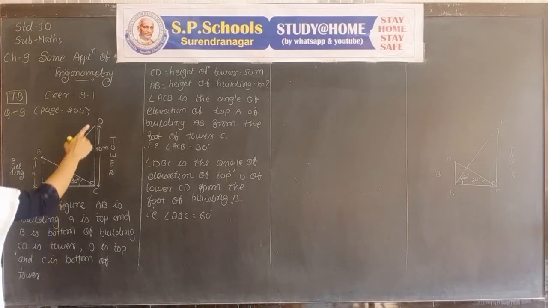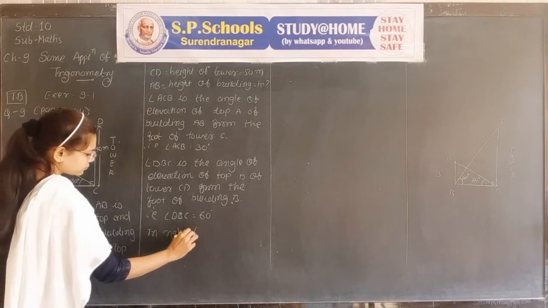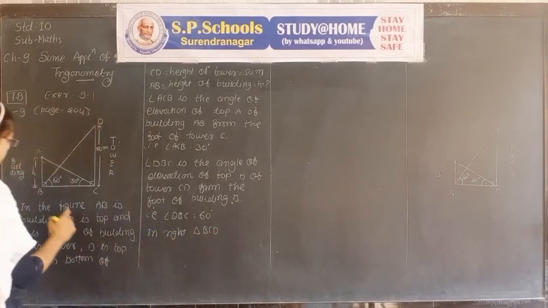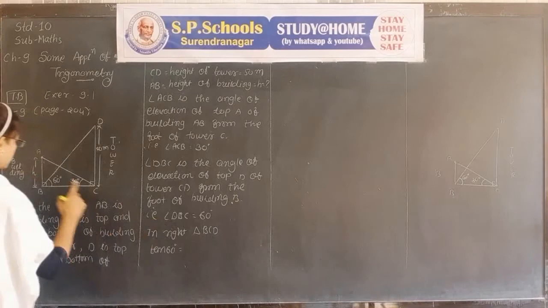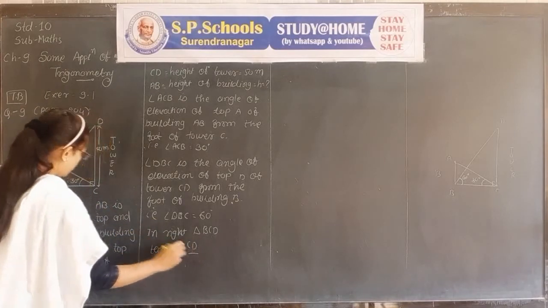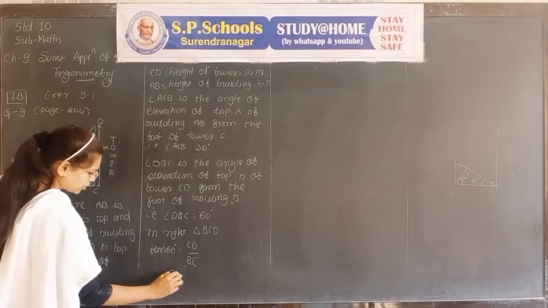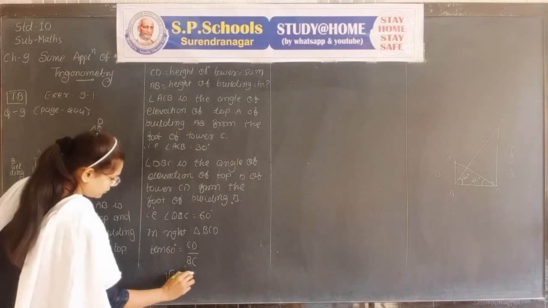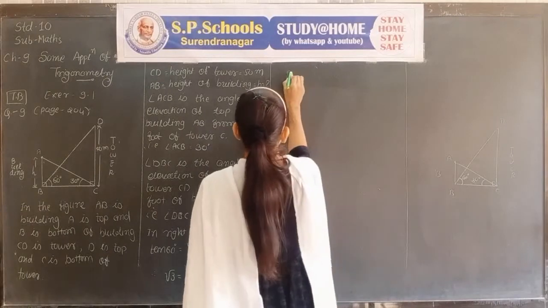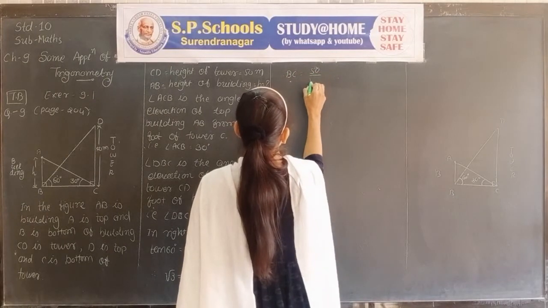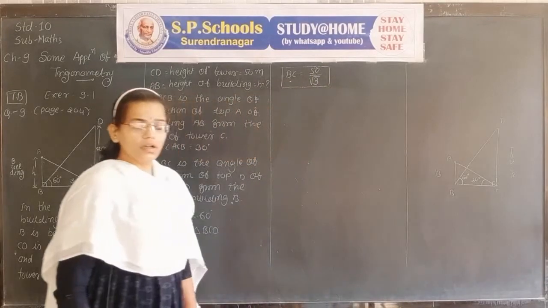First of all, use right triangle BCD. In right triangle BCD, tan 60 equals opposite CD upon adjacent BC. Tan 60 equals root 3. CD is 50 upon BC, which remains as it is. Now make BC the subject: BC equals 50 upon root 3. It is not our final answer, so do not rationalize here.